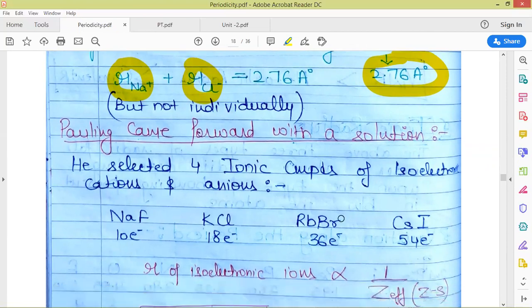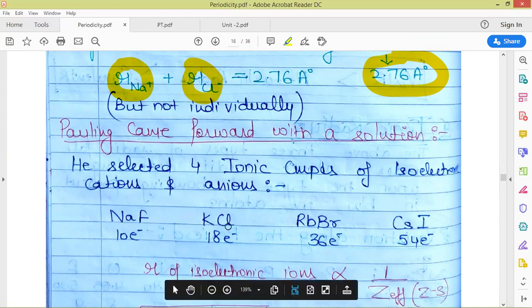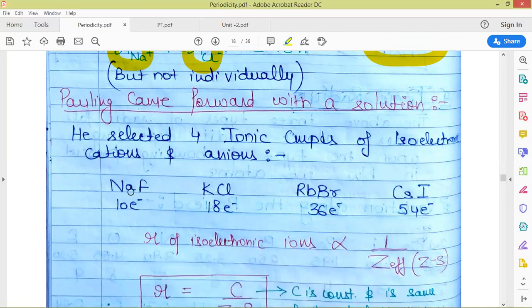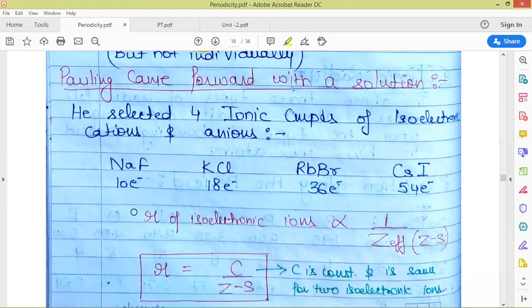For this, he selected four ionic compounds of isoelectronic cations and anions. These are all ionic compounds where the cation and anion were isoelectronic. Here, sodium and fluorine have 10 electrons each. Here, potassium and chlorine have 18 electrons each. So these two species present in the ionic compound, the cation and anion, are isoelectronic as they have the same number of electrons.